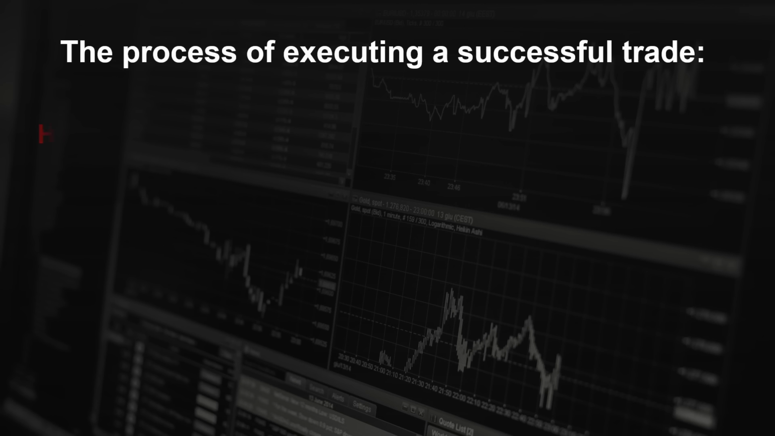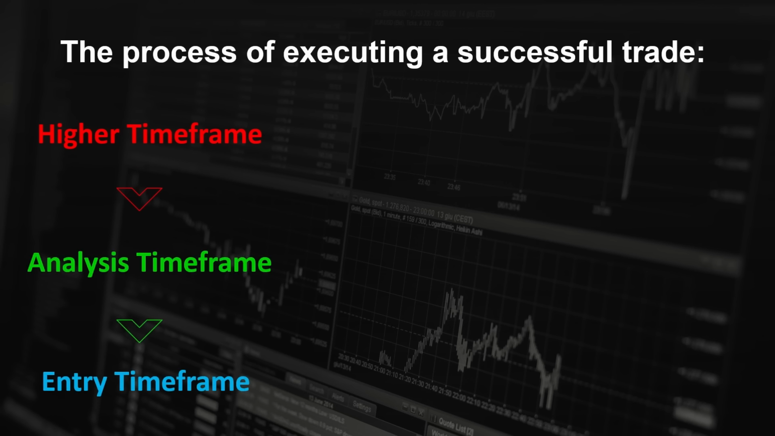The process of executing a successful trade begins with analyzing the higher time frames and zooming into the lower details to identify trading opportunities. There are three types of time frames, each serving a specific purpose. Firstly, we have higher time frames, such as weekly and daily, which we use to determine the overall market direction and identify key levels.